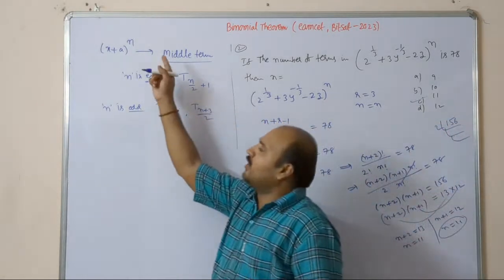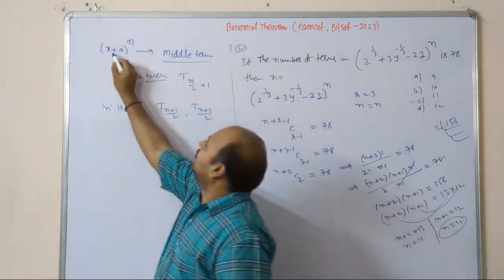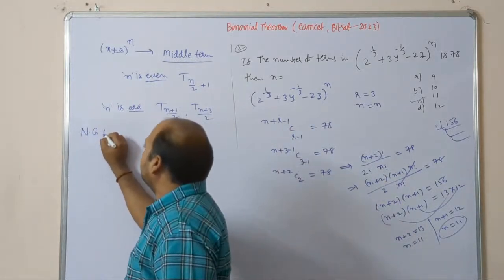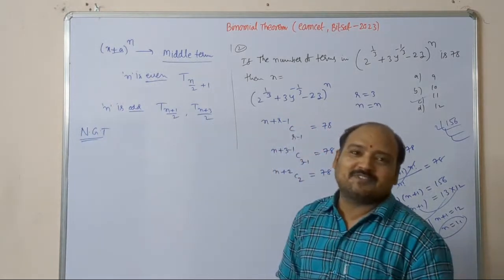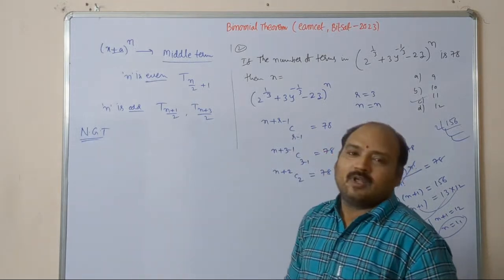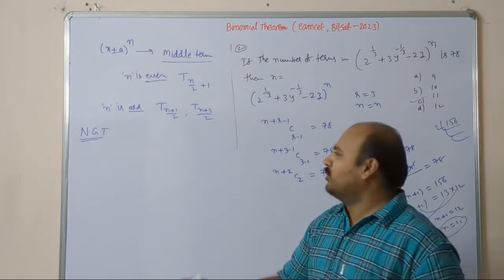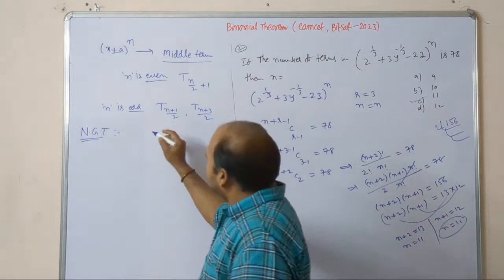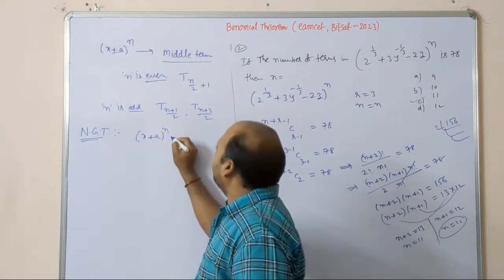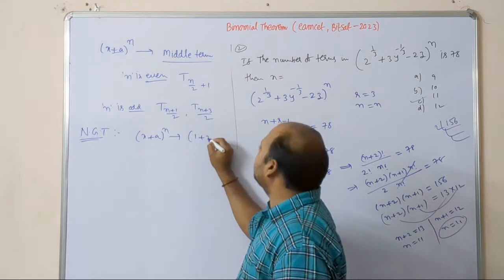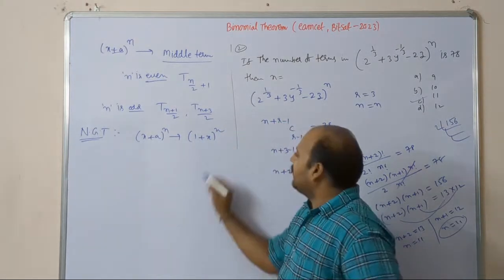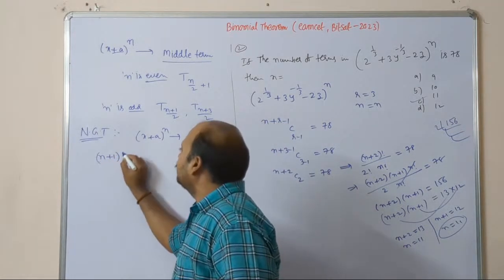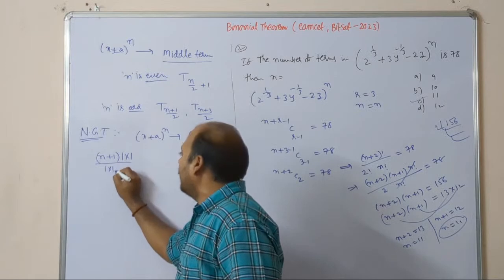So (x+a) whole power n or (x-a) whole power n, based on that, generally we are writing x+a, or not. After that, numerically greatest term. This is very important, students. Numerically greatest term. I think in 2021-2022, a question based on numerically greatest term they asked. So keep concentrating. First, the given expansion (x+a) whole power n, convert into the (1+x) whole power n form, (1+X) whole power n. After that, find the value (n+1) into mod x by (mod x + 1).